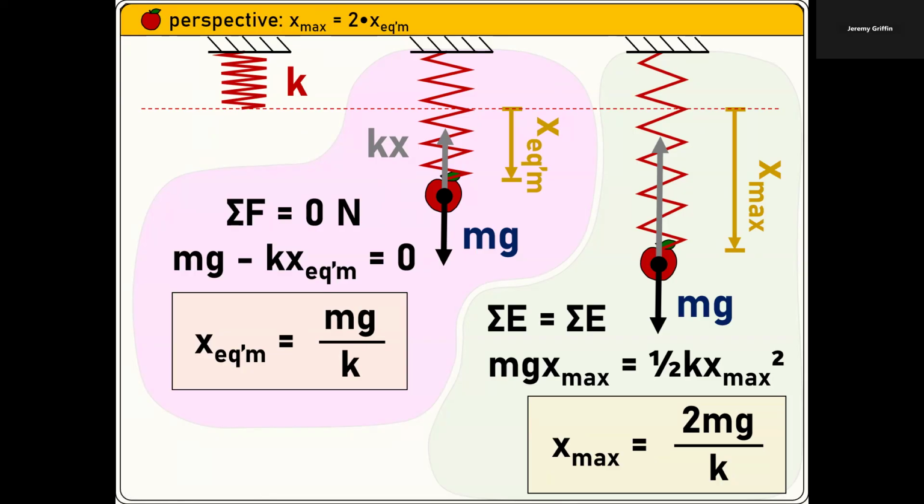The sum of what goes to what? Sum of forces goes to 0. That's my framework right here. You guys see that kick starts off this process right here? Sum of forces goes to 0.